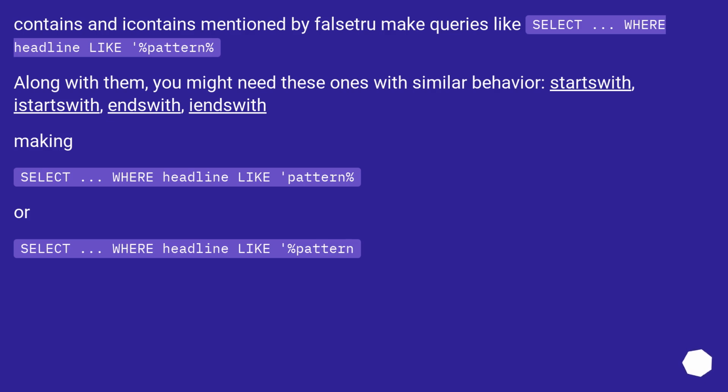Contains and icontains, mentioned by false, make queries like SELECT ... WHERE headline LIKE '%pattern%'. Along with them, you might need these ones with similar behavior: startswith, istartswith, endswith, iendswith. Making SELECT ... WHERE headline LIKE 'pattern%', or SELECT ... WHERE headline LIKE '%pattern'.